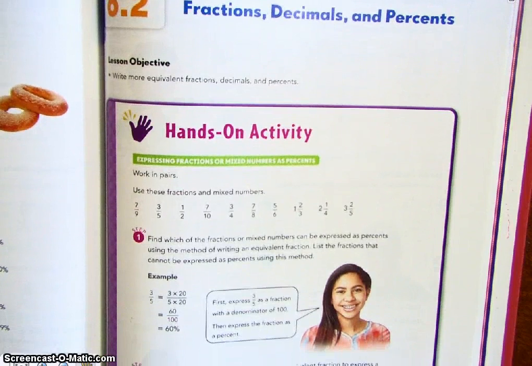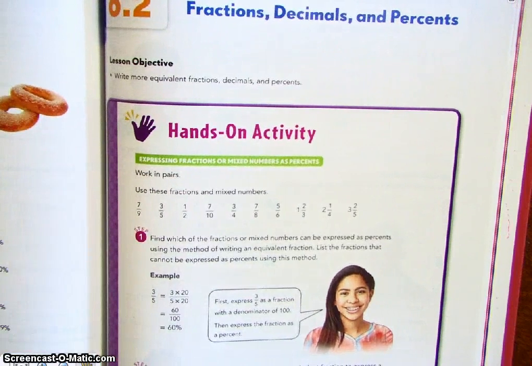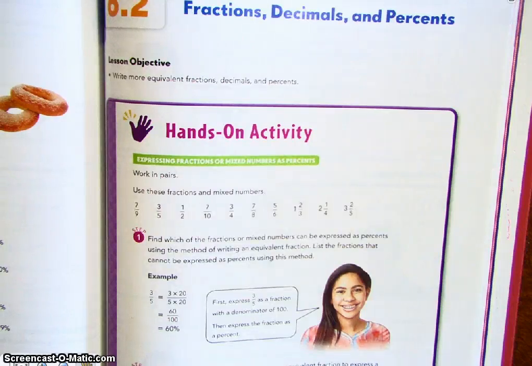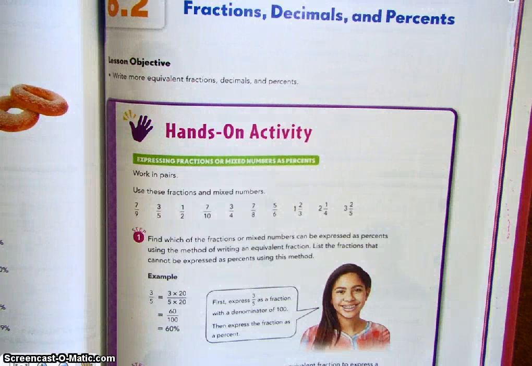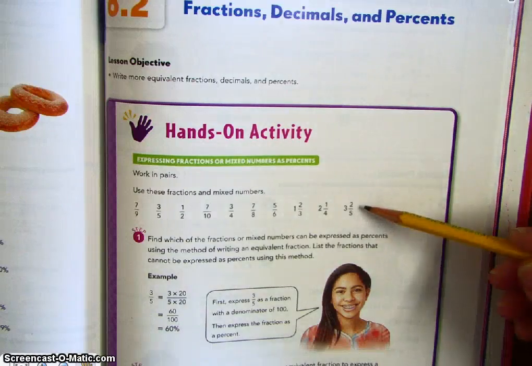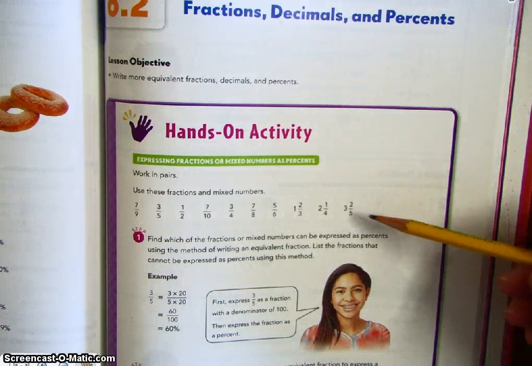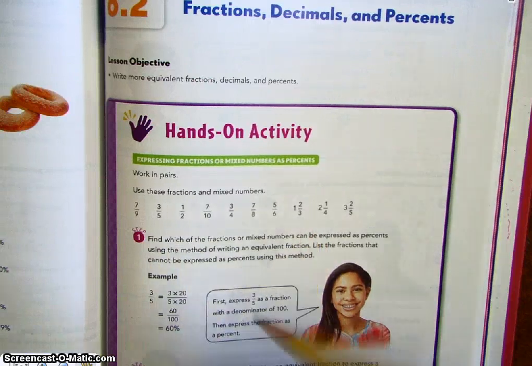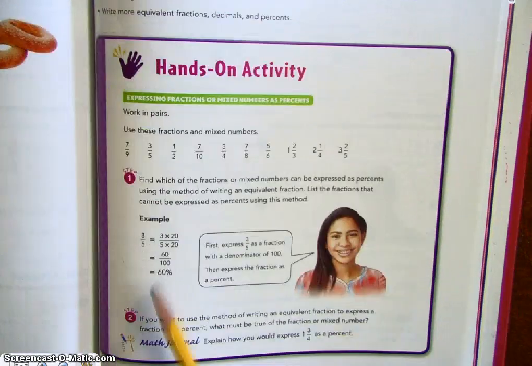So, we talked a little bit at school about 6.2 and the chapter in your book, and now we are going to do a couple of the guided practice problems together. We already talked a little bit about these in class and how we could take these fractions or mixed numbers and turn them into percentages, just like it showed down here.